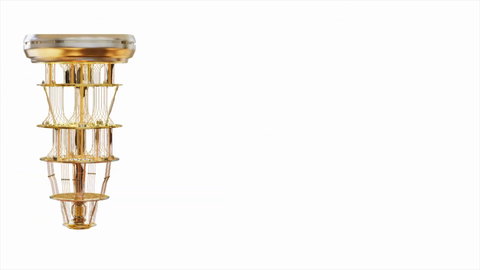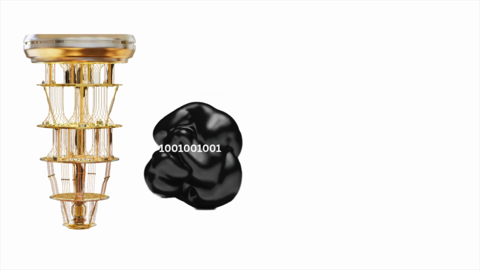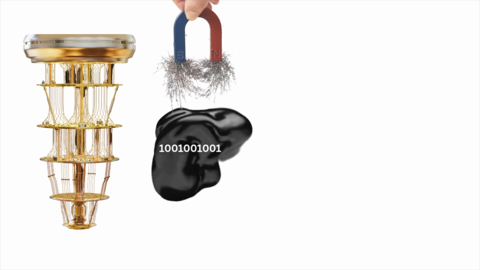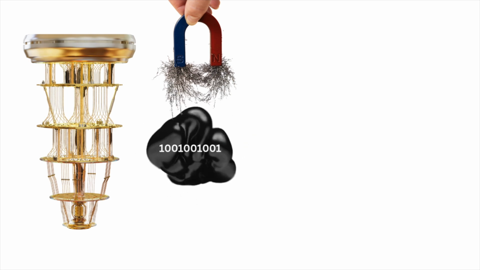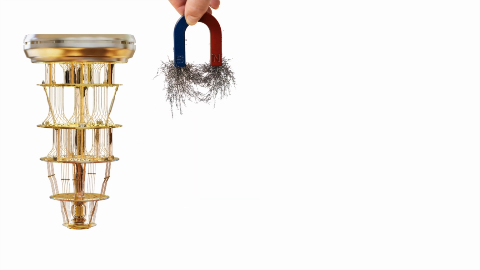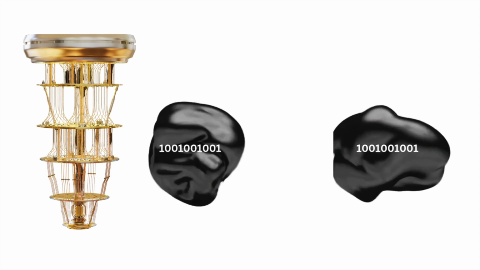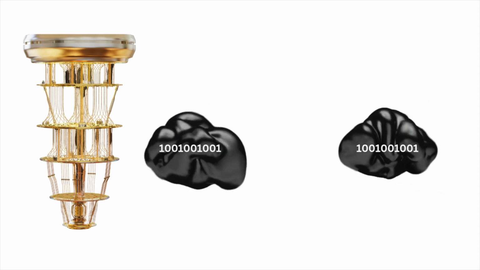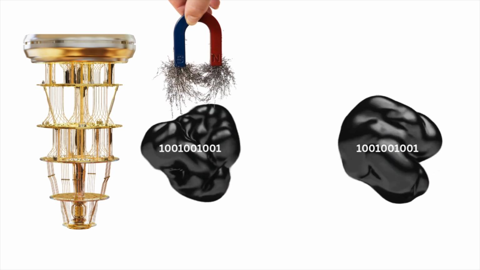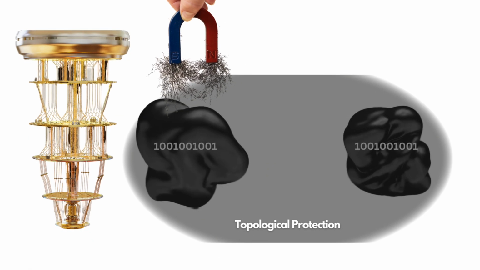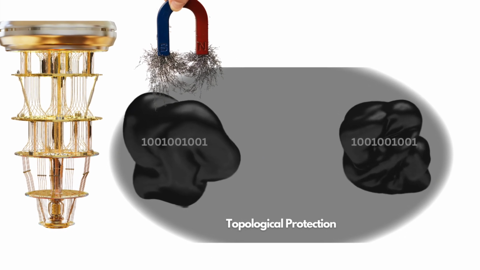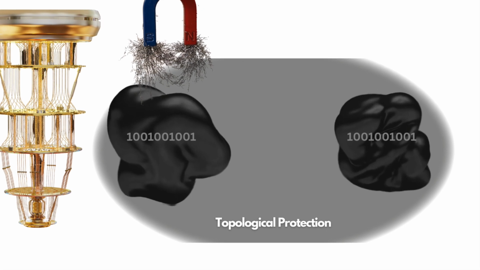This property offers a significant advantage for quantum computing. Traditional quantum bits store information in particles located at a single point. If that particle is disrupted by external factors, such as magnetic noise, the stored data is lost. However, with Majorana particles, information can be distributed across two physically separate locations. Even if part of the system is damaged, the data remains intact in the other half. This principle, known as topological protection, makes Majorana-based qubits far more stable than conventional qubits.